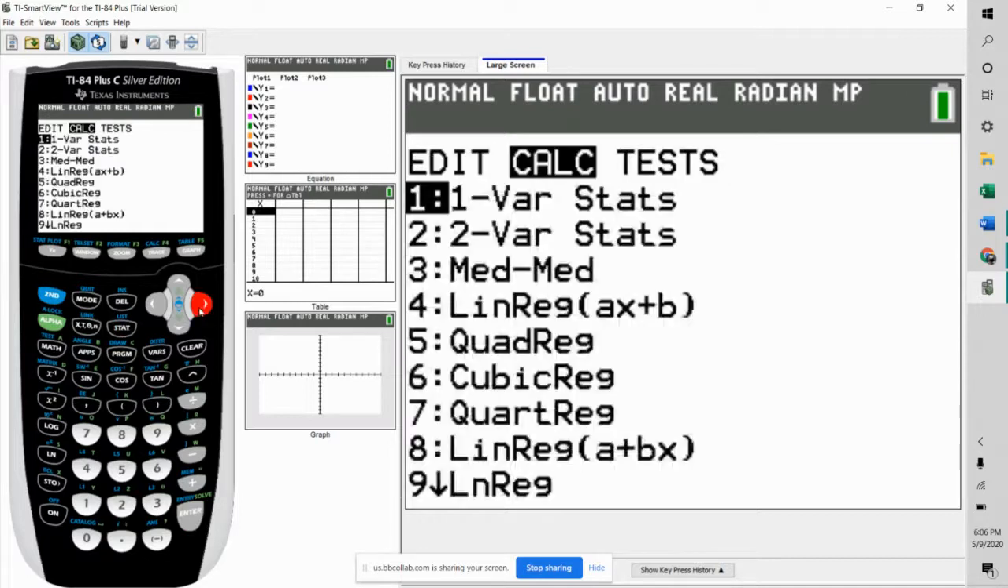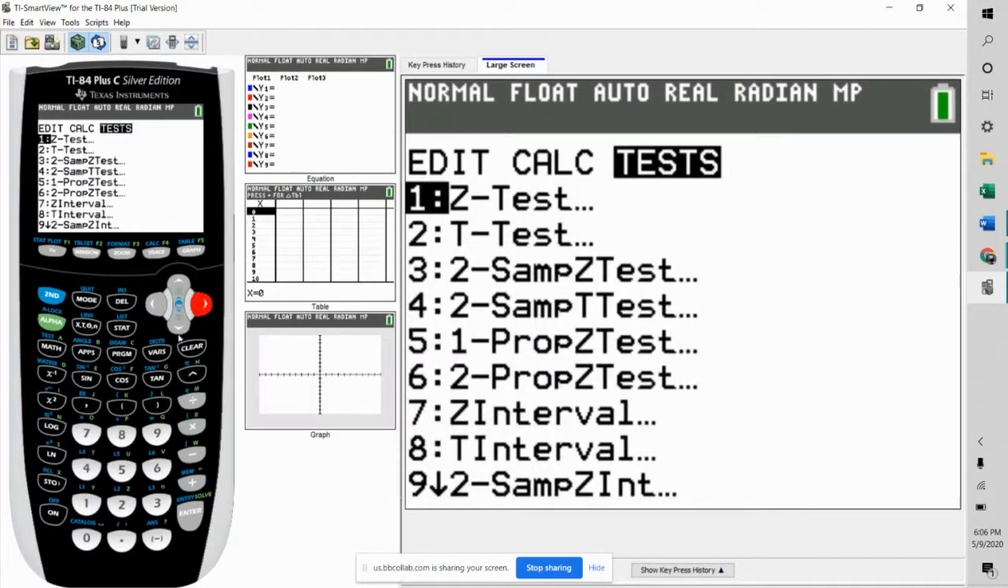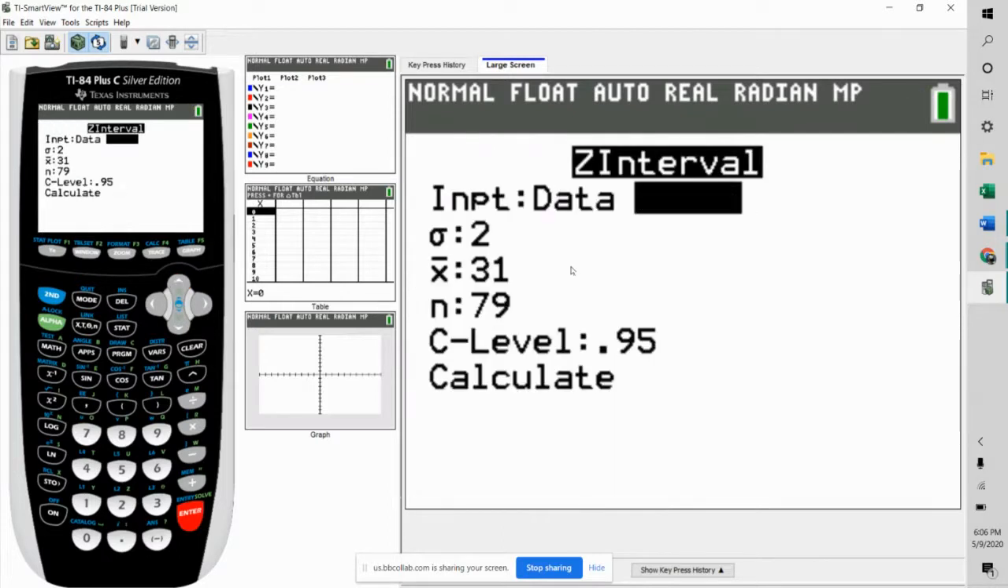The confidence interval is similar. Go down to confidence interval. Statistics or data, whichever you have. Standard deviation 0.2. Mean 31, sample size 79.